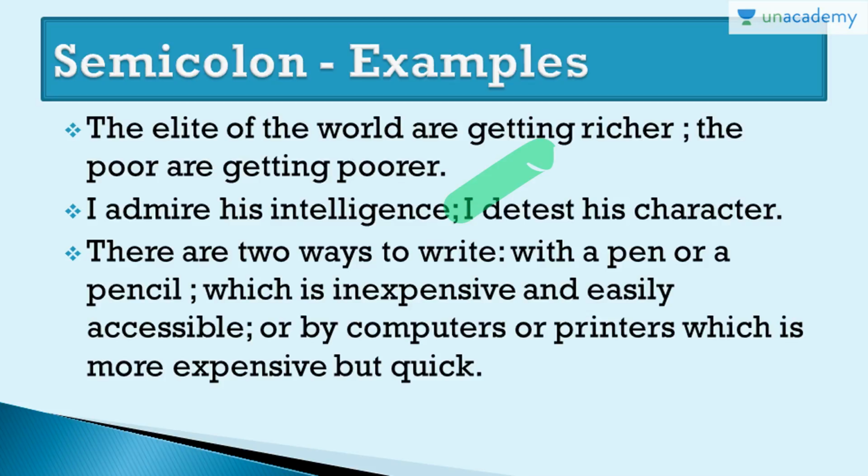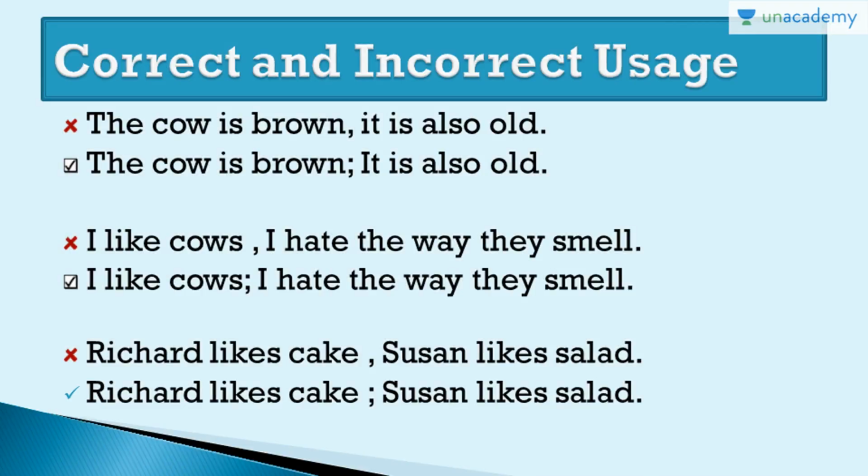There are two ways to write: with a pen or a pencil, which is inexpensive and easily accessible, or by computers or printers, which is more expensive but quick. All these sentences are related to each other and they're talking about one thing, which mode of writing is inexpensive or which is convenient. So in that sense, these are thematically linked, and if you read them, they're complete sentences in themselves. So again, these are the things which you have to keep in mind while using a semicolon. Correct and incorrect usage.